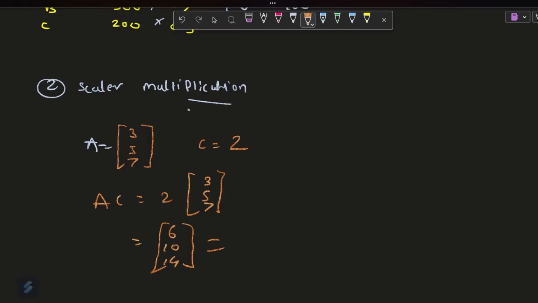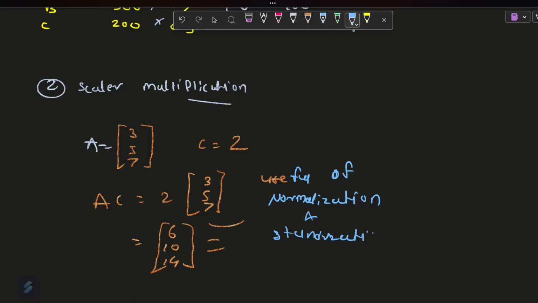This is useful when we do machine learning projects. It is useful for normalization and standardization. We will learn all of these things, but normalization and standardization are where this is useful.